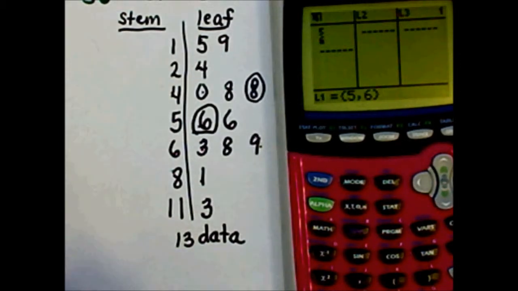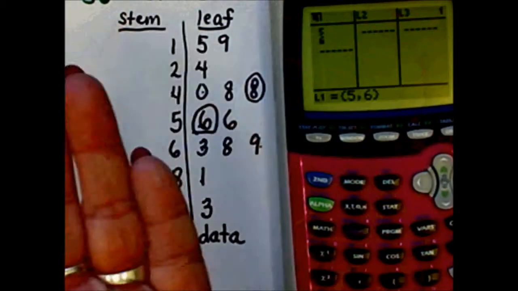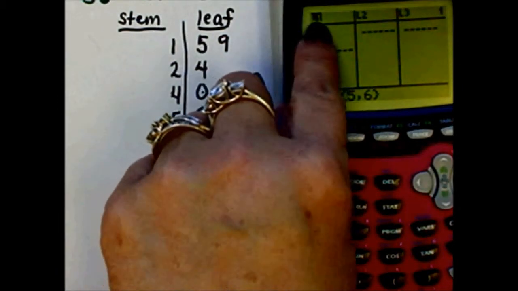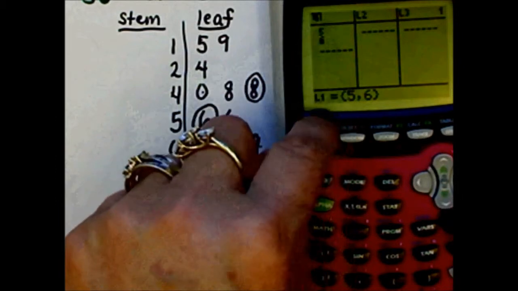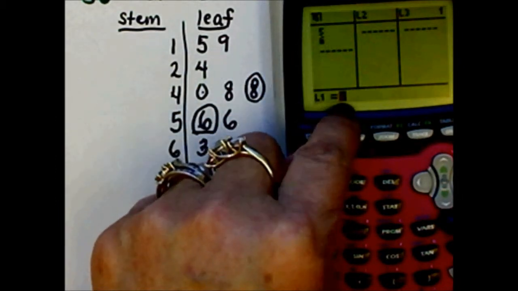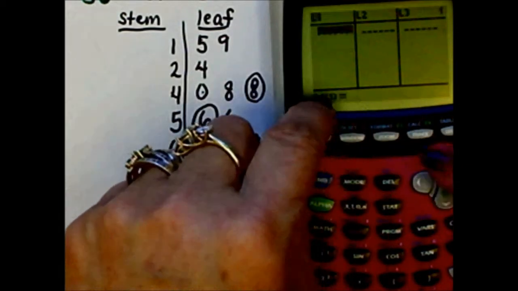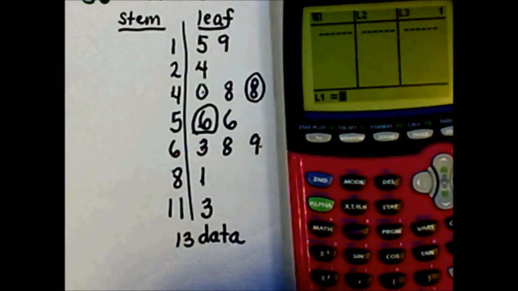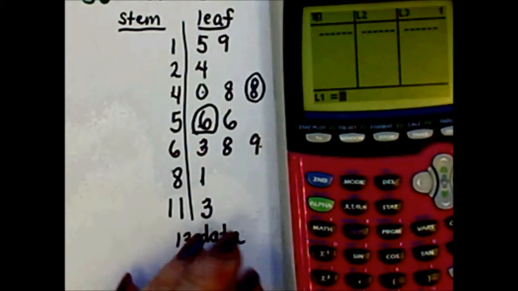Let's say I turn my calculator on. So I would go up here and then I would hit clear. Now watch what happens. When I hit clear, it removes everything from L1. See, when I moved up here, then that removed all the data. Okay? Now what I want to do is I want to enter this data in.